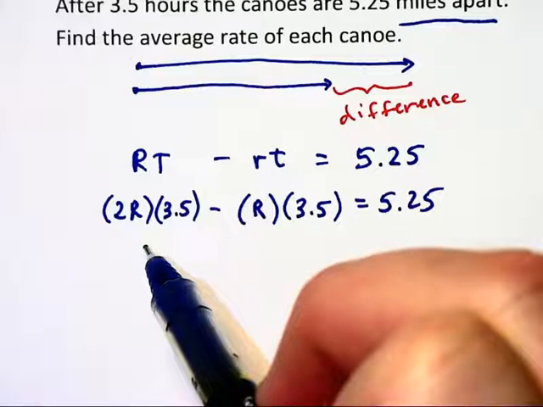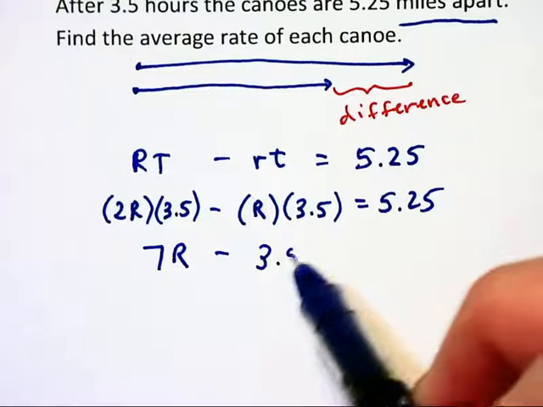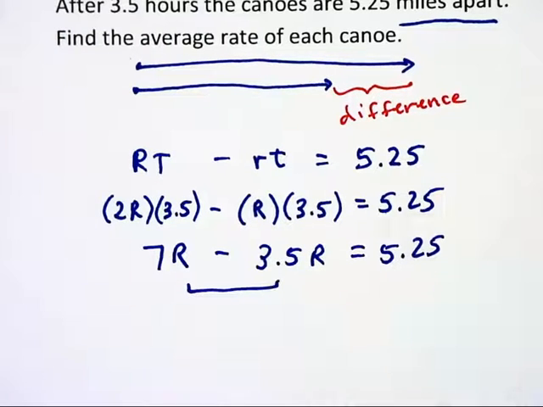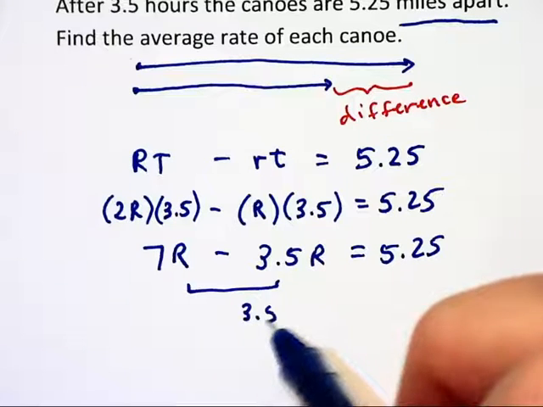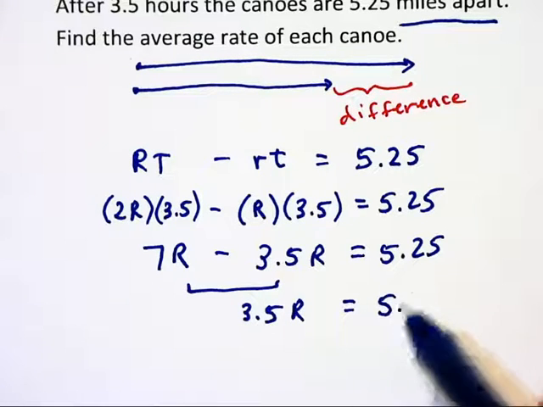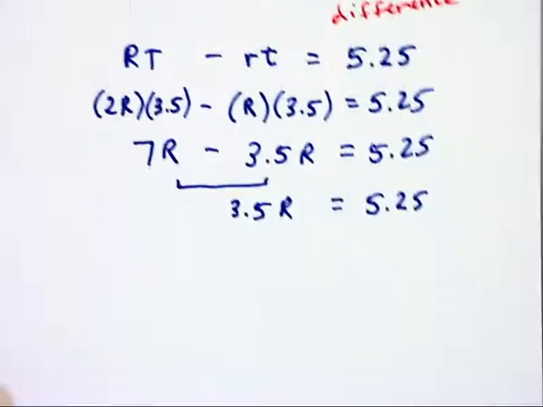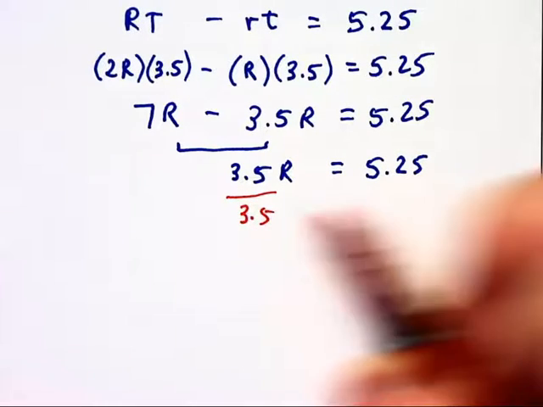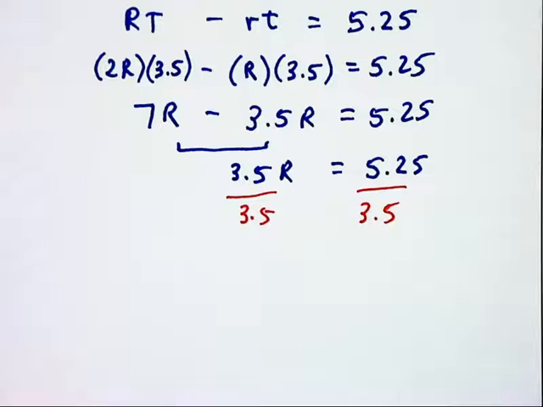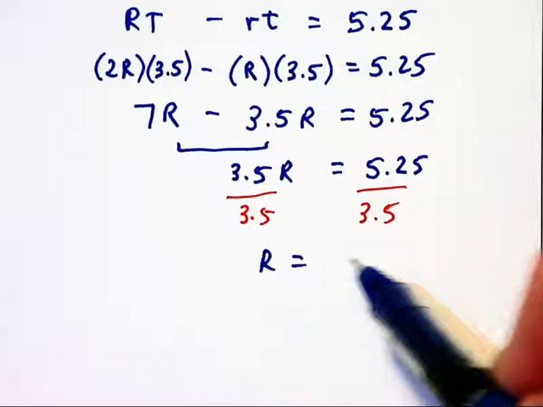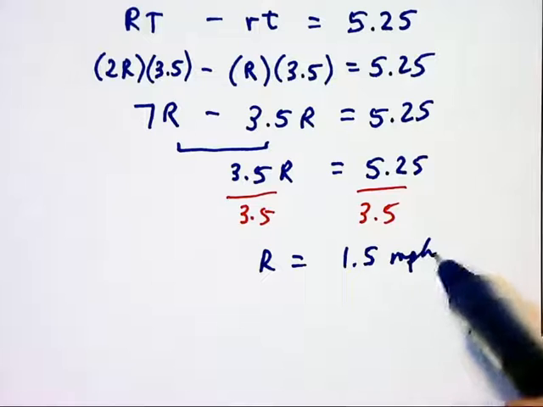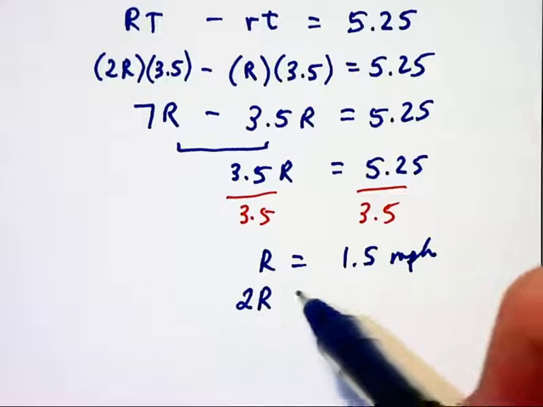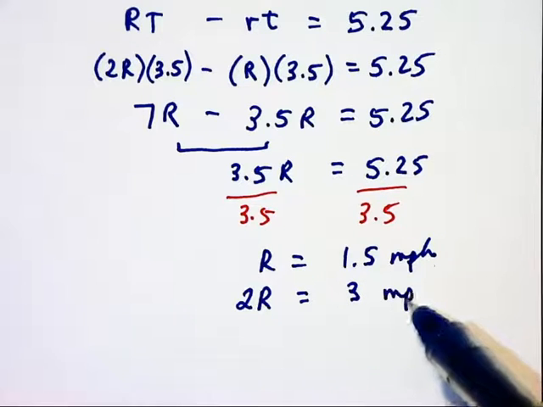2 times 3.5 is 7r, minus 3.5r, is equal to 5.25. And combining like terms on the left, we have 3.5r is equal to 5.25. Dividing each side by 3.5, we can now find out that r is equal to 1.5 miles per hour. And the problem wants the rate of each canoe. The other one's going twice as fast, 2r, which will be 3 miles per hour.